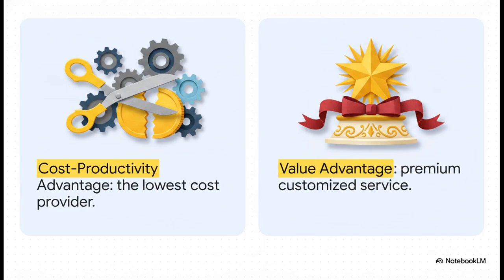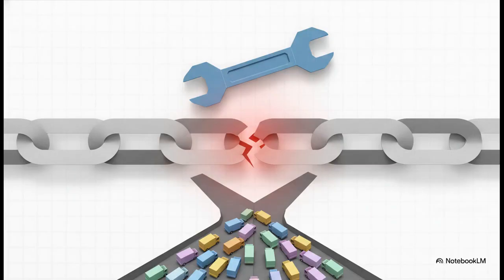Instead, you're fighting to provide this premium, highly customized service or product that customers are more than happy to pay extra for. The catch is, you have to completely align your entire supply chain design with whichever advantage you actually choose. But here's the harsh reality. No matter how brilliant your strategy is, you are eventually going to hit bottlenecks. Things are just going to slow down.